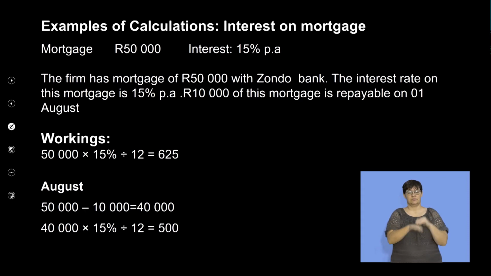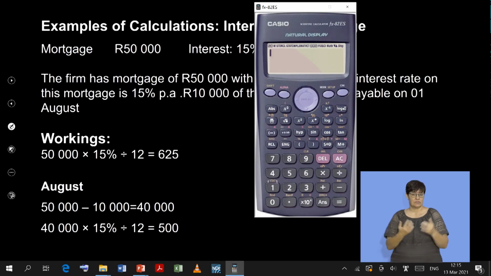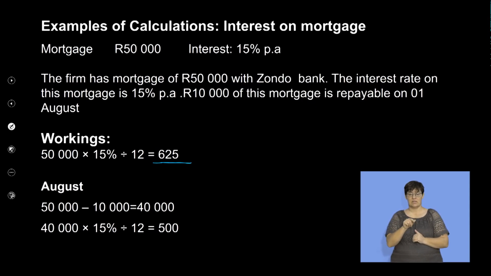Step number 1, 50,000 Rand, which is your mortgage bond, which is your loan, times the 15% will give you, let's do that, 50,000 times my 15% will give me my figure of 7,500, divided by 12 will give me a figure of 625. Okay? So that is your 625.